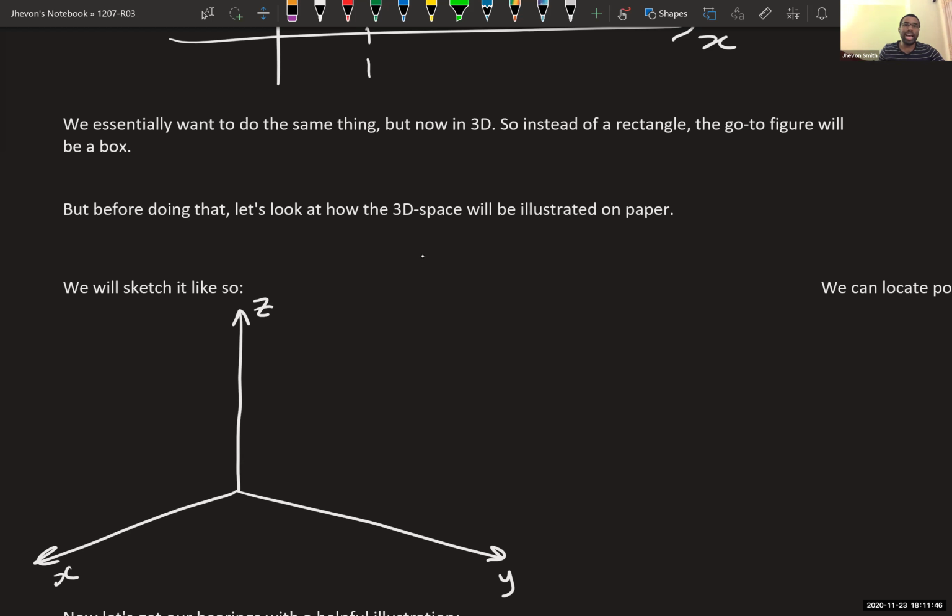So essentially what has been happening for your whole life until now, we've essentially been looking down at the XY plane like so, until now.